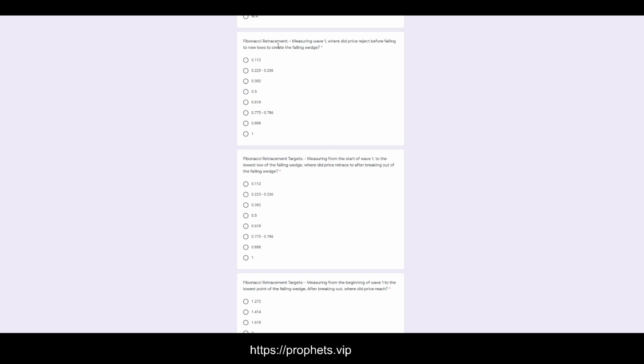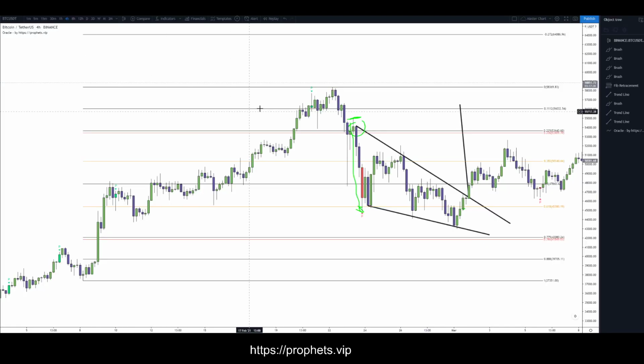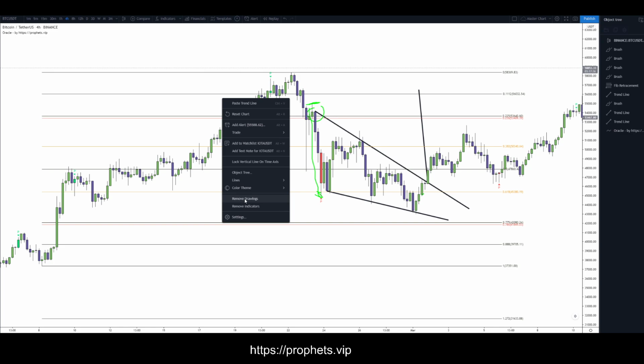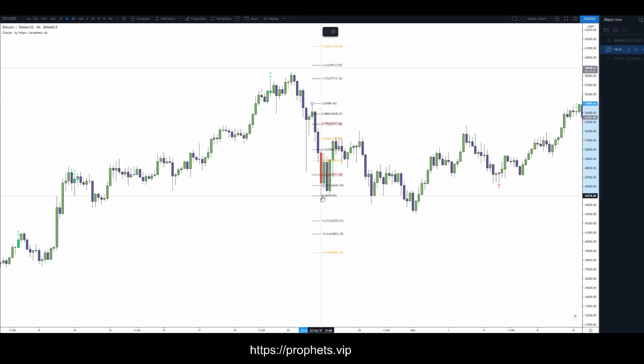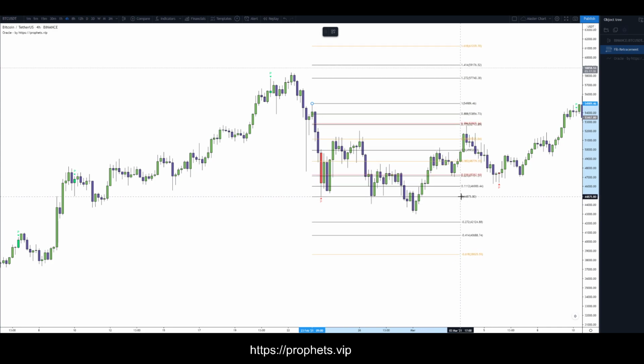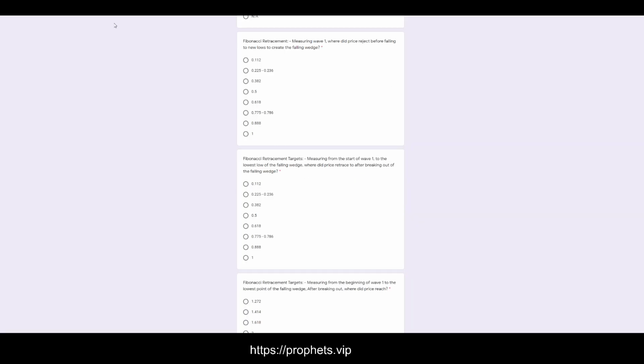So we're using the Fibonacci retracement tool. Measuring wave 1, where did price reject before falling to new lows to create the falling wedge? So what that means is if we were to measure to the bottom of that candle, just lining that up, where did price rally back to before rejecting to then go to the new lows? So it's the 0.618, right? We'll choose 0.618 here.